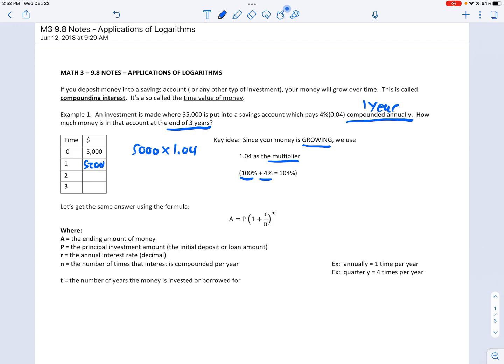Then we take the 5,200 and multiply it by 1.04, and we get 5,408. Then you continue again, multiplying that by 1.04, and you get $5,624.32. And you can keep doing that over and over and over.